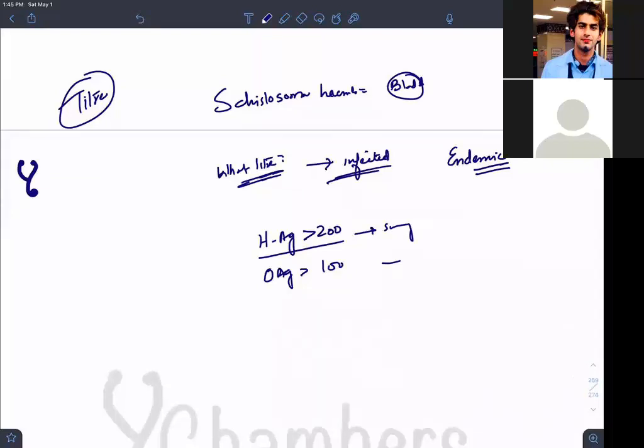Fine. There can be also some false positive, false negative cases, which we will be learning in the infectious disease part. But from the microbiology point of view, I think it's okay to remember this much. Okay.